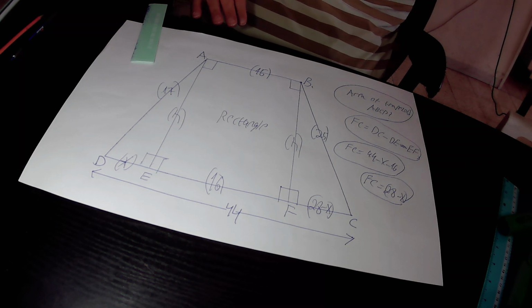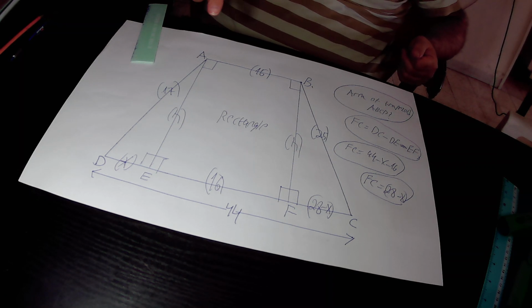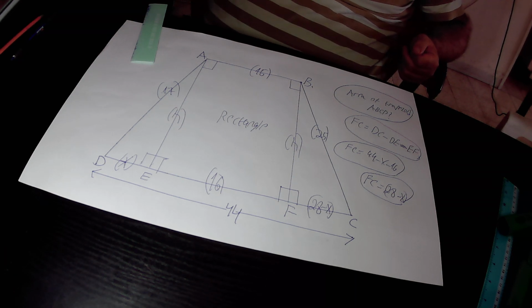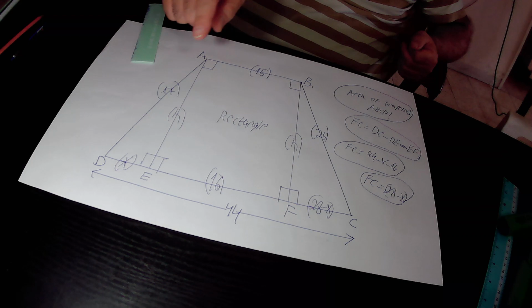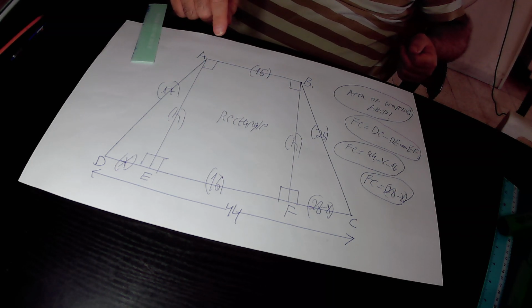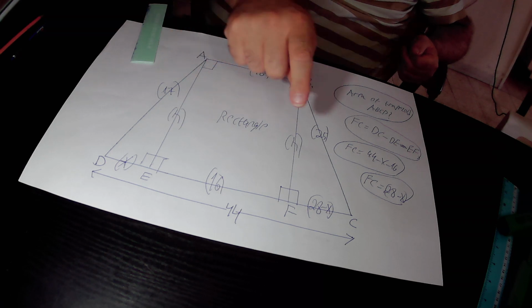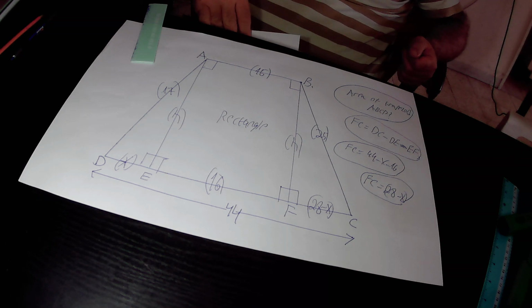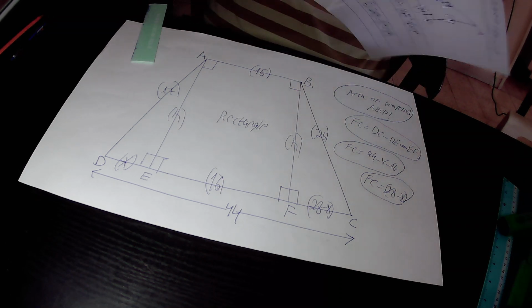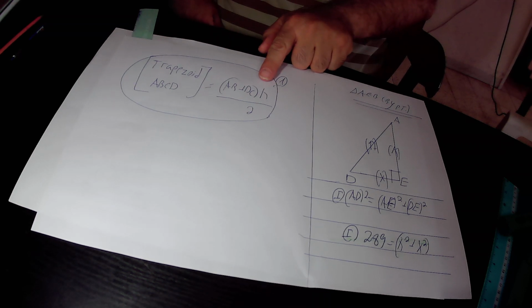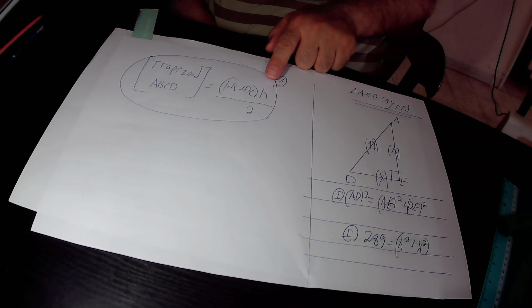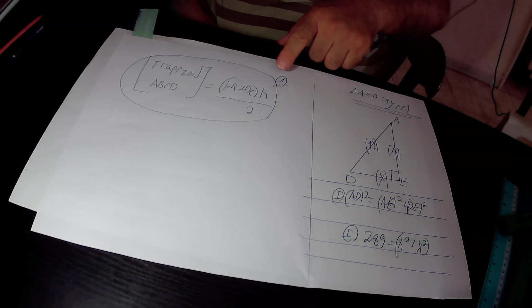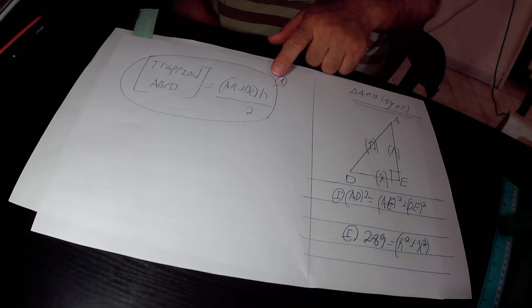Actually, the area of any trapezoid is equal to the sum of its two parallel bases times the height over 2. The two parallel bases are AB and DC, and therefore the area of the trapezoid ABCD must be equal to AB plus DC, that is the sum of its two parallel bases, times the height, that is H, over 2. The height H must create 90 degrees with the two parallel bases AB and DC.